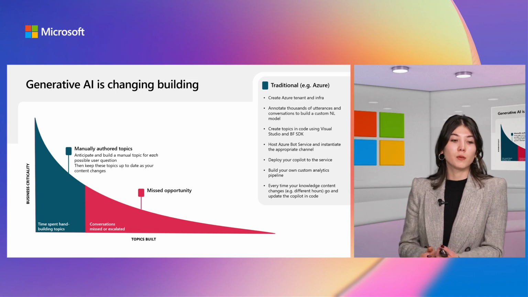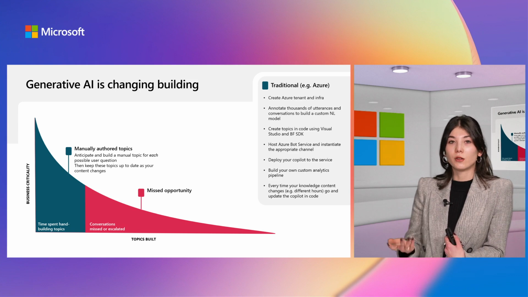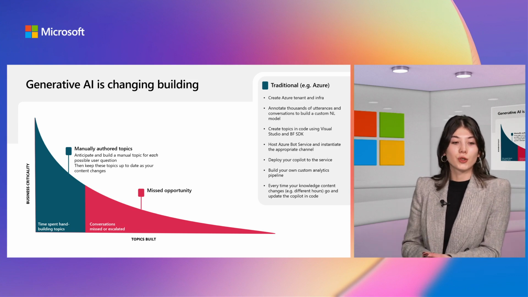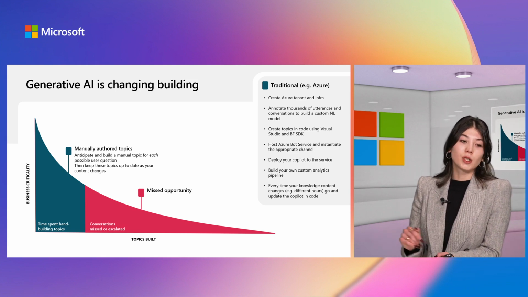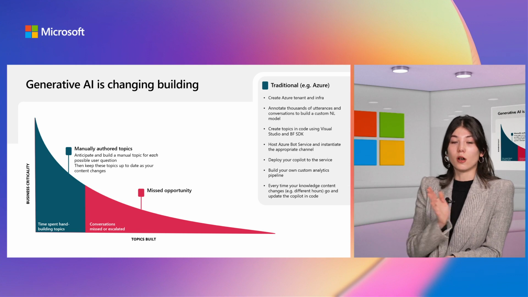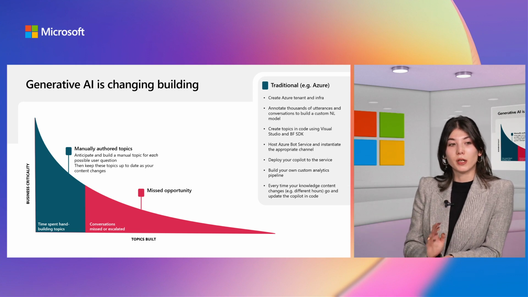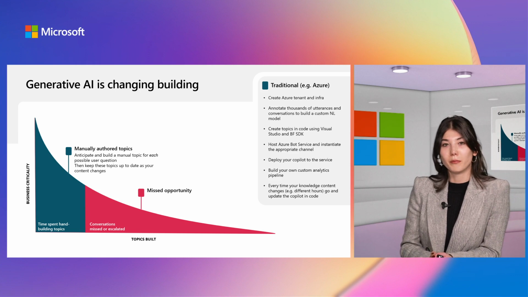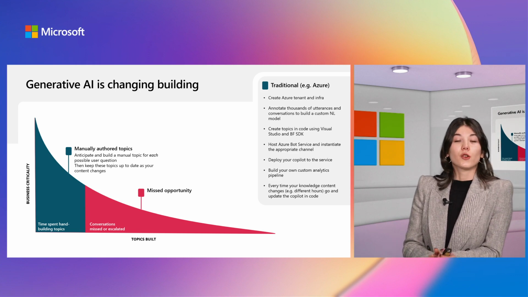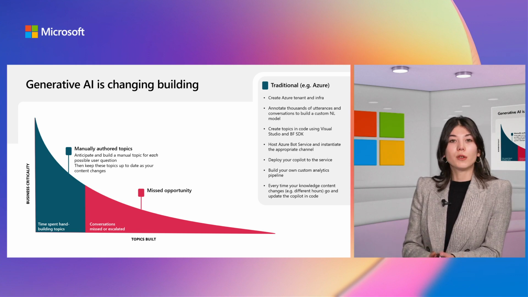Because every time you need to go back, add the new topics, generate new answers. And a lot of the opportunities for conversations are missed. And that's what you see as well in red or pink, as you may see. So this was challenging, right? There were a lot of missed opportunities, a lot of conversations not answered, a lot of conversations escalated.